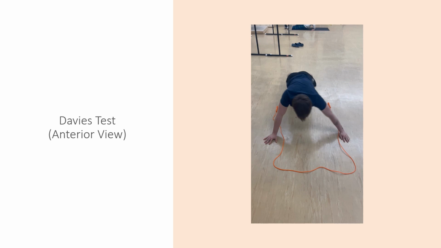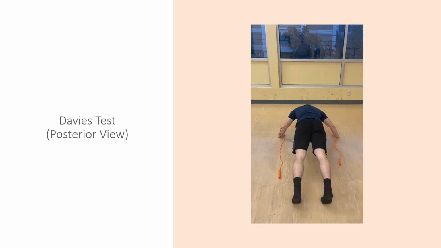And in the head and cervical spine, it does appear that the cervical spine is extended excessively, or there's forward head carriage. Next, I had the client perform the Davies test from the posterior view, so we will watch this video and make note of any compensations we noticed.